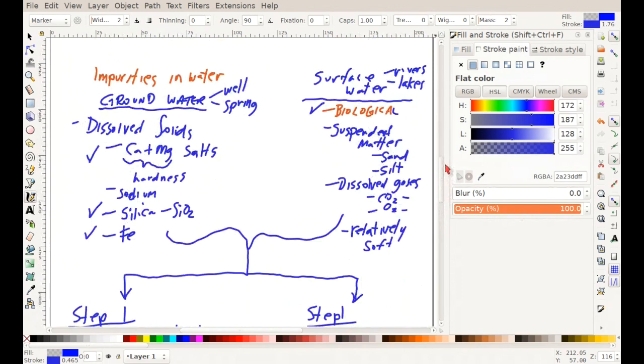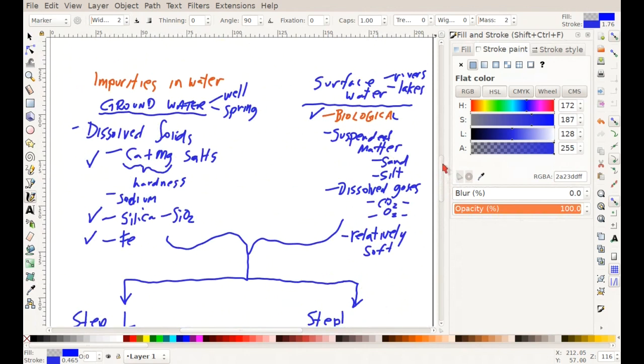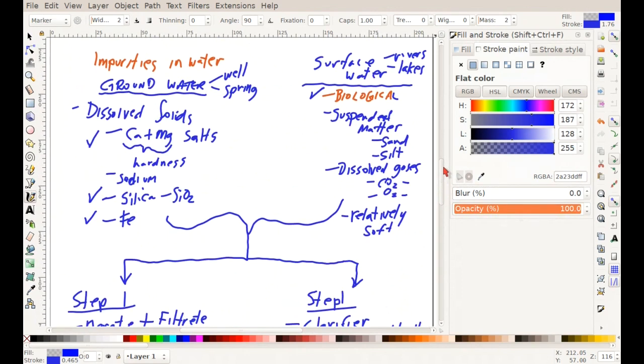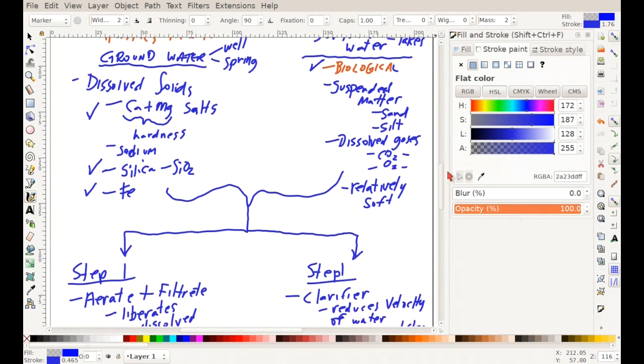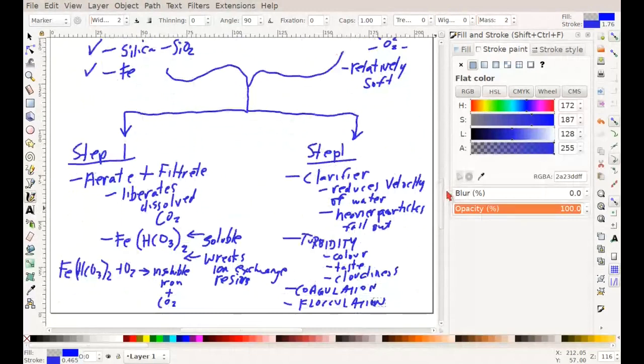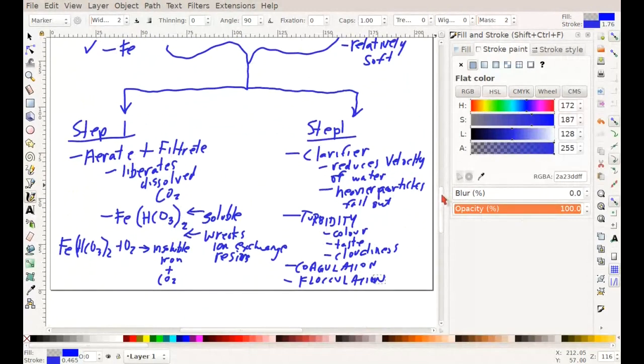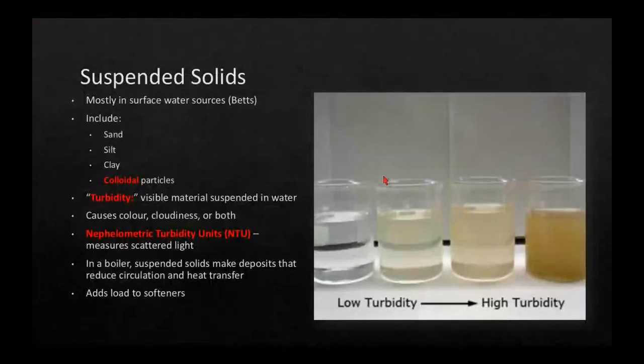On the right-hand side, you see the surface water stuff, and so biological matter, suspended matter. We're not going to do anything in step one about the dissolved gases. But what we are going to do is deal with biological and suspended matter through the clarifier. The clarifier is going to slow down the water flow. There's going to be sedimentation, and in order to assist the sedimentation, we'll add some chemicals called coagulants and flocculants, and what they're going to do is remove the extremely small particles that we call colloids. So here is what the clarifier does.